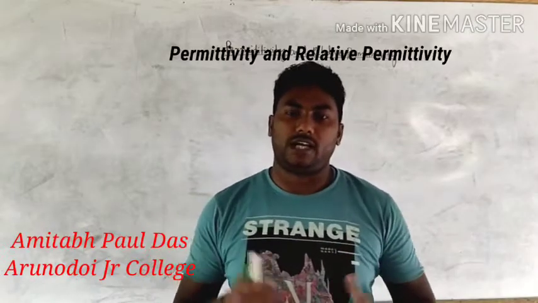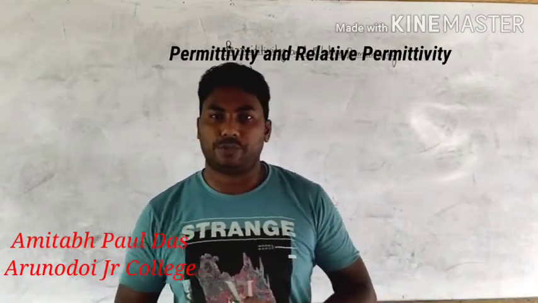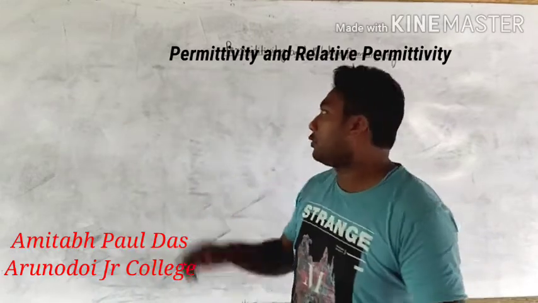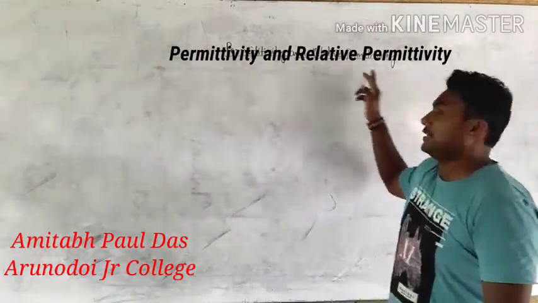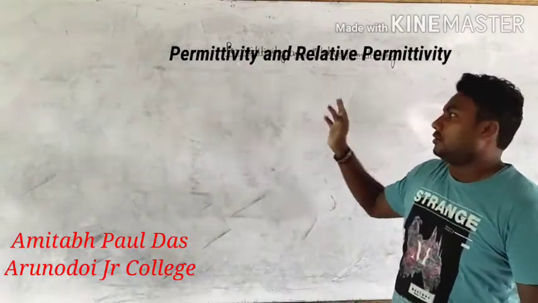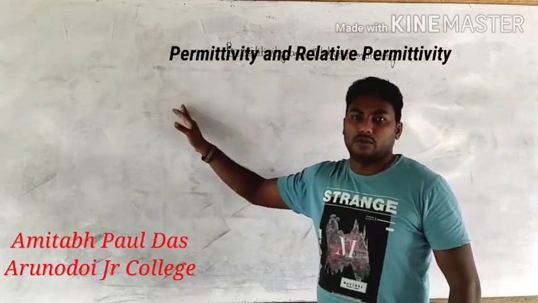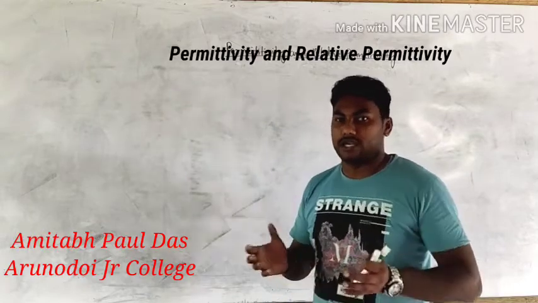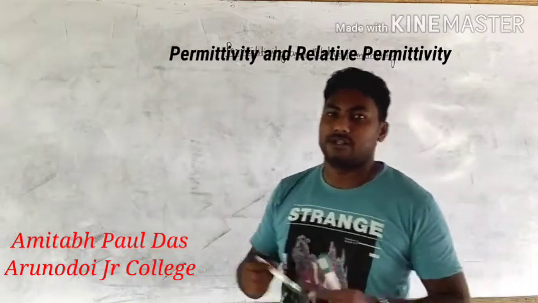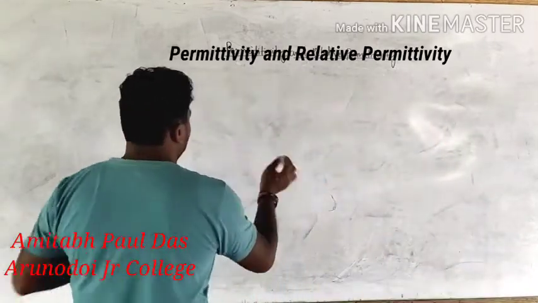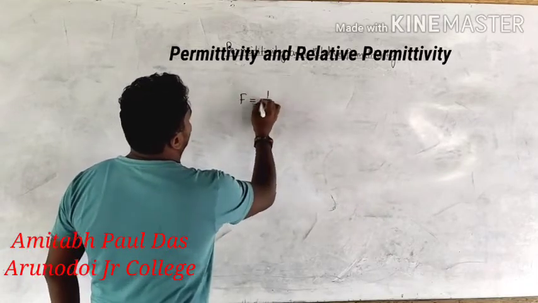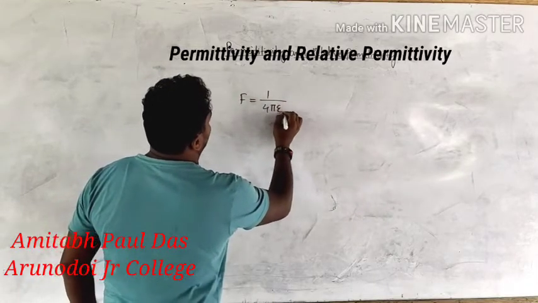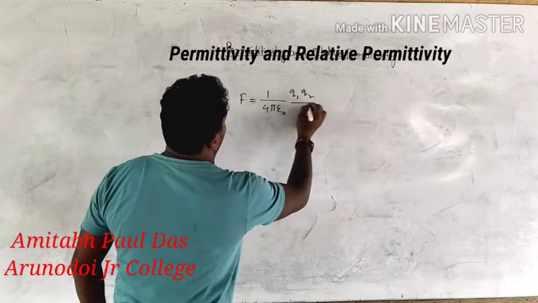Hello students, welcome everyone. I am back again with a new topic, and today's topic we will discuss is permittivity and relative permittivity. In Coulomb's law the formula was F equal to K Q1 Q2 by R square, where K equal to 1 by 4 pi epsilon naught, as we have already learned.